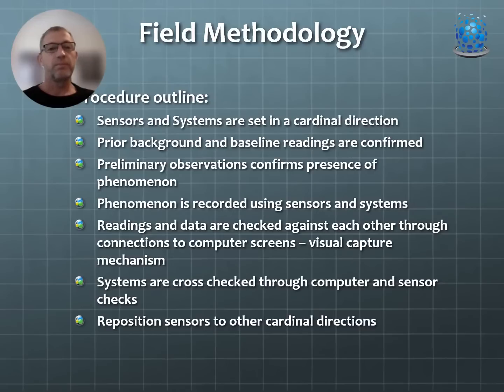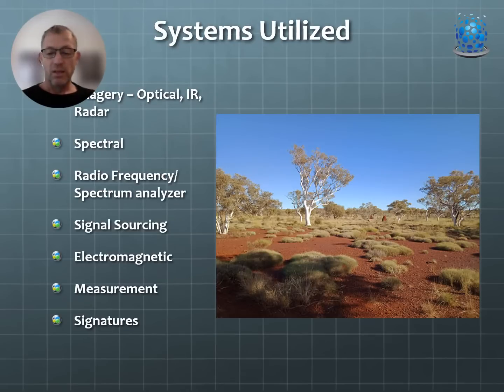So the systems utilized, we look at imagery through optical and IR. There is the potential for radar, which we haven't done yet. We use spectral photography and radio frequency spectrum analyzers. And again, we have suggested that we expand on some of this significantly with more equipment. We look at signal sourcing, the electromagnetic spectrum, and its measurement and its signature analysis as well.